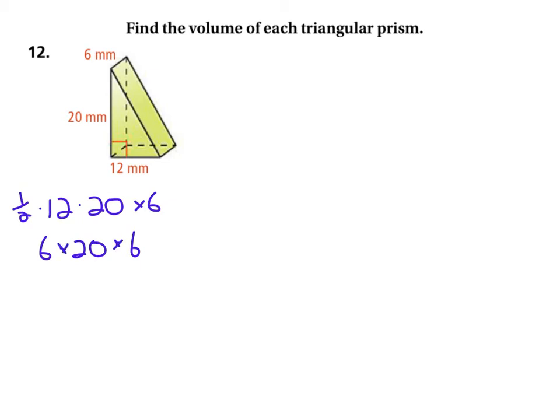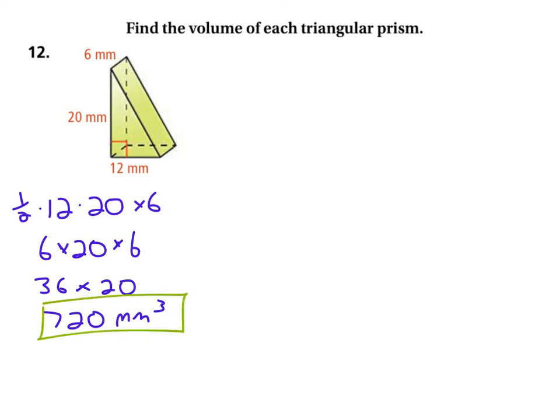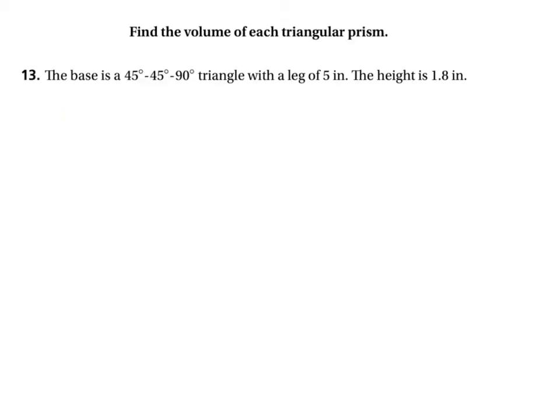And 6 times 6 is 36, because I can do this out of order. 36 times 20. 36 times 2 is 72. And I've got to add a 0 because it wasn't times 2, it was times 20. Okay? And what are our units? Our units are going to be millimeters cubed. We're finding volume, so it's always going to be units cubed. All right? And we've got one more to go.